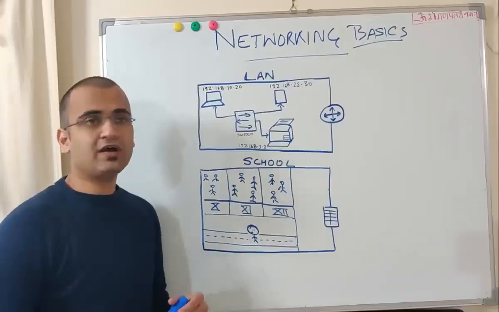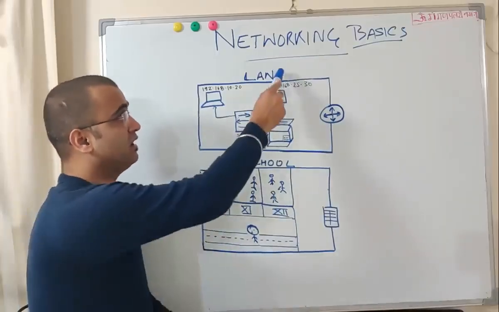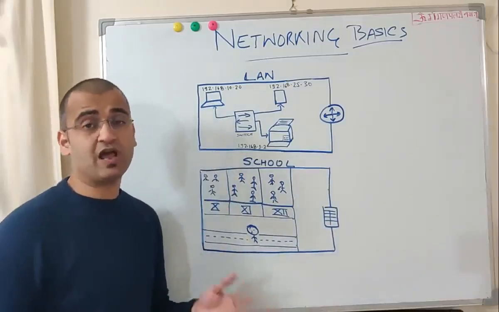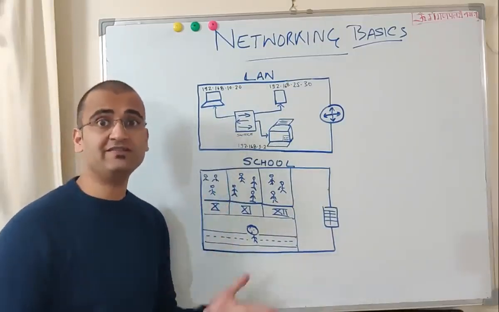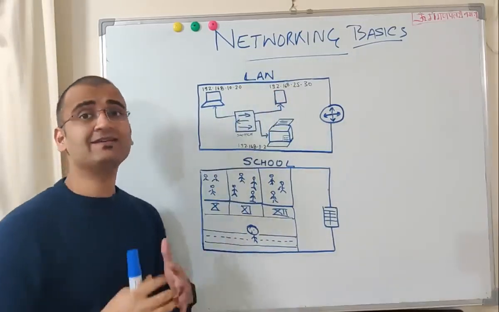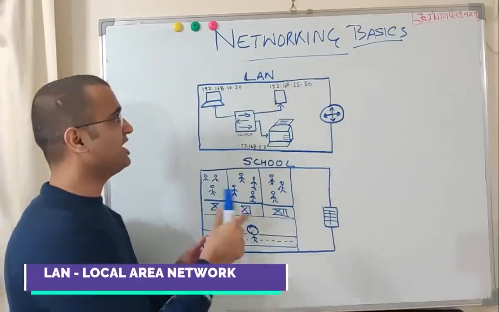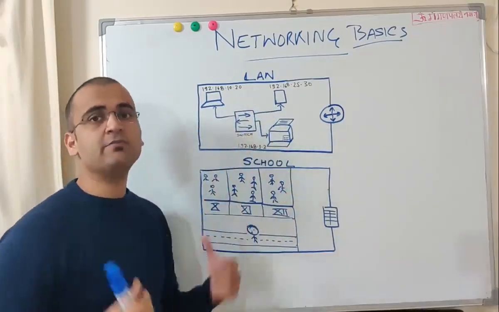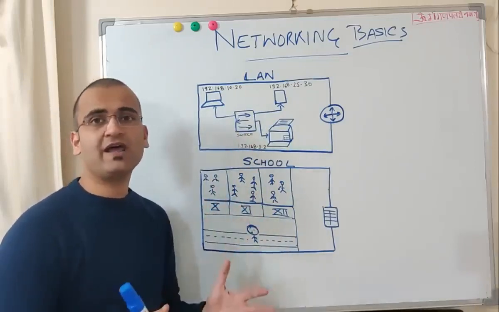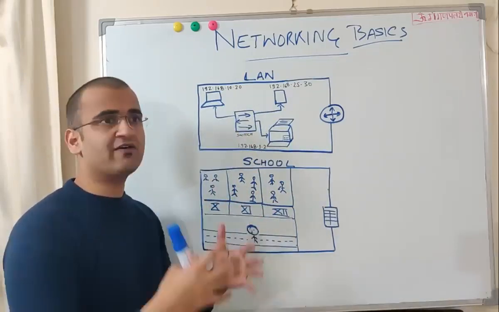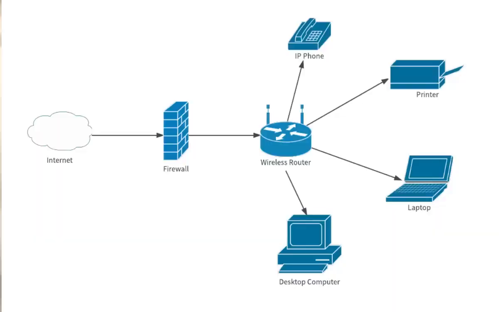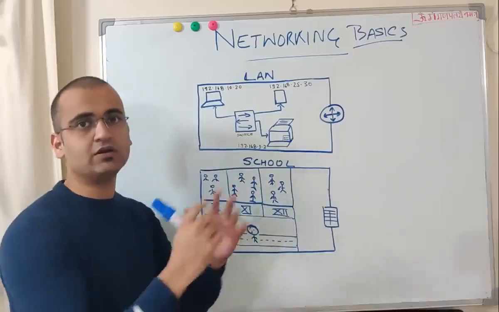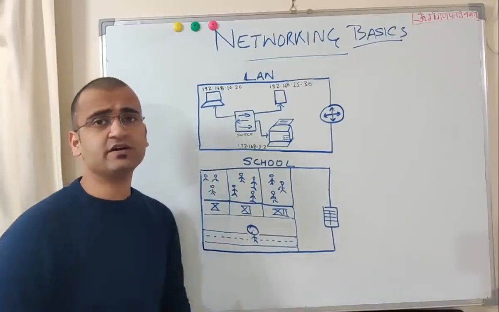So friends, we will do a side-by-side comparison between a LAN and a school wherever possible. I'll try to correlate the concept so that you can easily understand. So what is a LAN? LAN is a local area network, which means that you will have a network, a set of devices talking to each other within a limited range. The best example of a LAN is your home network, wherein you have several laptops, mobiles, your printers connected to each other, and then you are also talking at the same time to the outside world through internet, which we'll cover later.